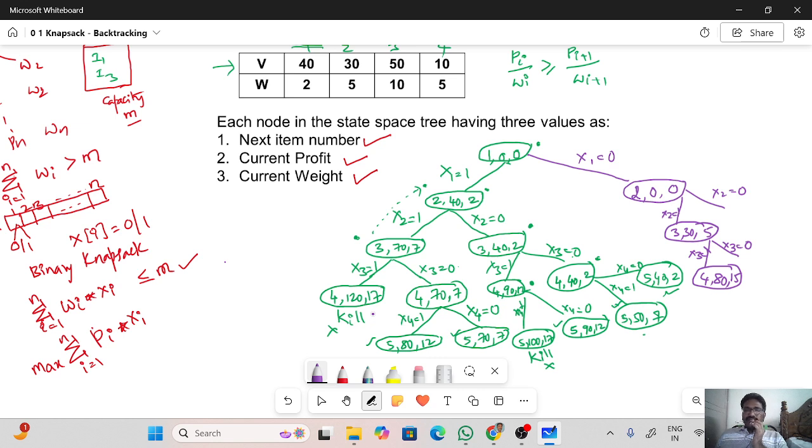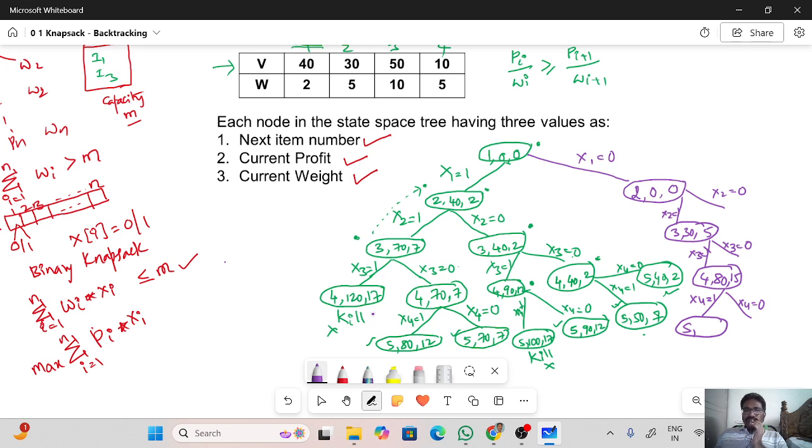Is 15 greater than 16? No. So now I am going to consider the fourth item also, x4 equal to 1 and x4 equal to 0. So what about x4 equal to 1? We are going to consider the next fifth item, and the fourth item we include in our knapsack.